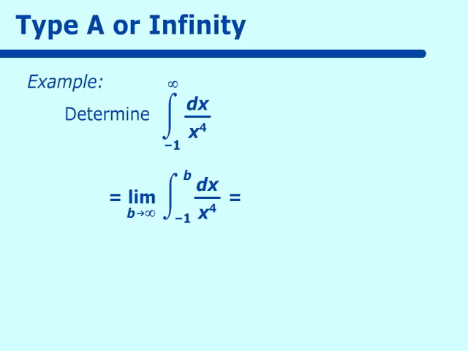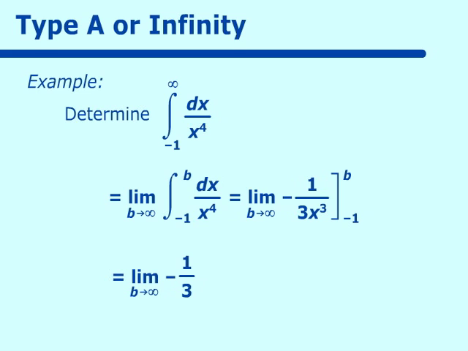Doing the antiderivative of dx over x to the fourth, we get negative 1/3 x cubed in the denominator. And we're going from negative 1 to b, and we have our limit as b approaches infinity. Well, that becomes the limit as b approaches infinity of negative 1/3 times 1 over b cubed minus 1 over negative 1. And that equals, well, when b approaches infinity, 1 over b cubed means nothing. The 1 over negative 1 becomes positive 1. So we have negative 1/3 times positive 1, which is negative 1/3.